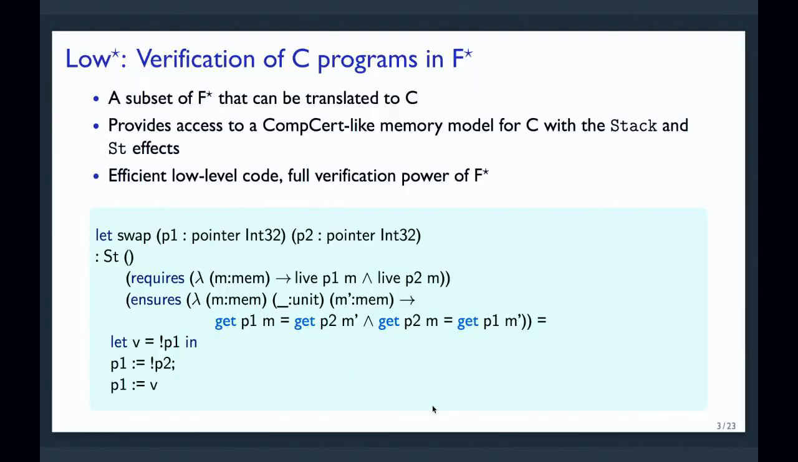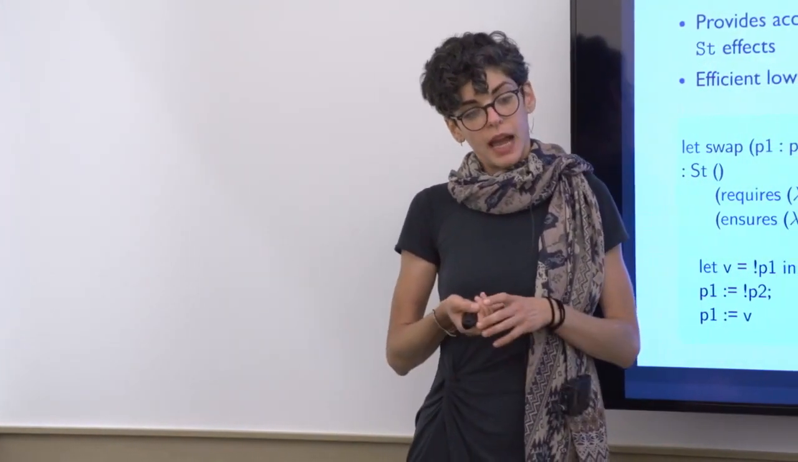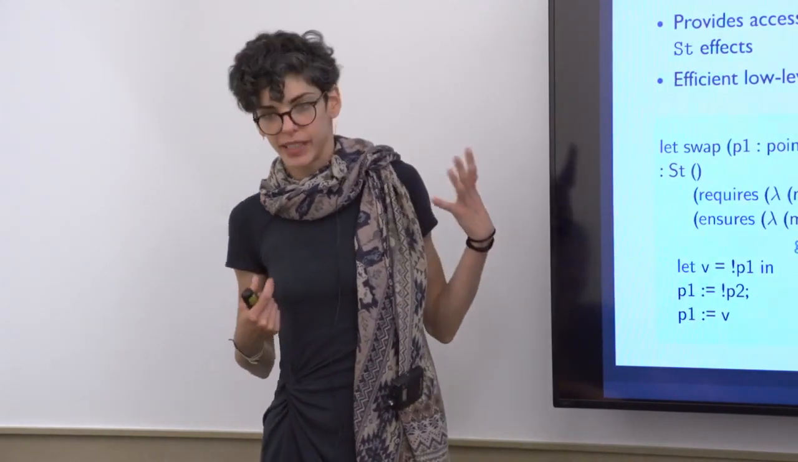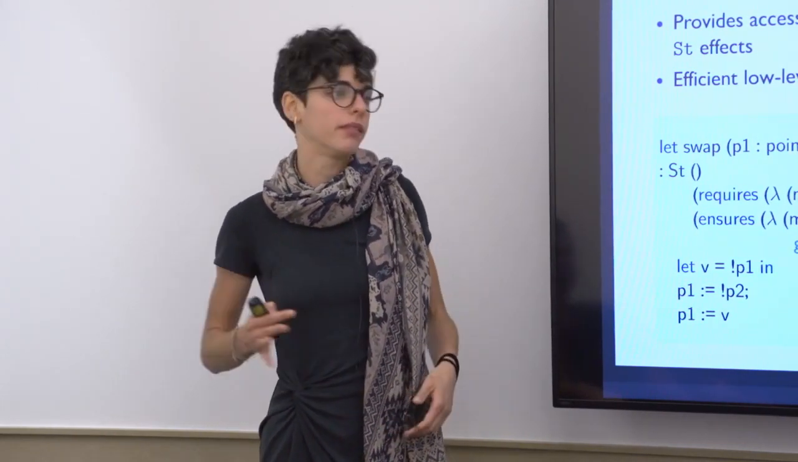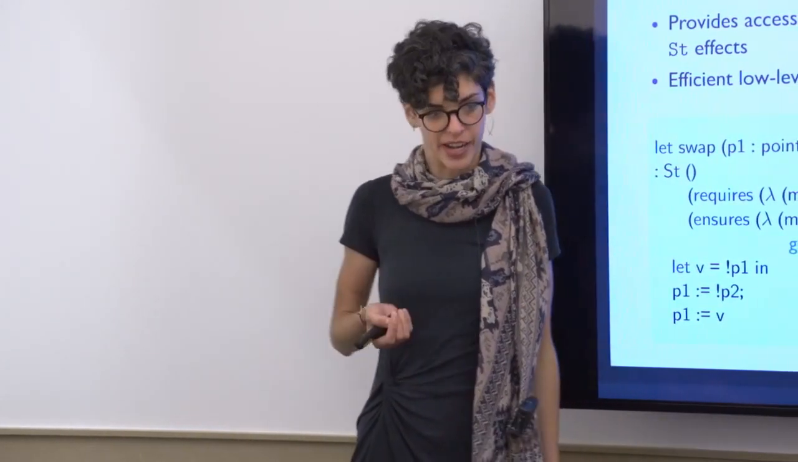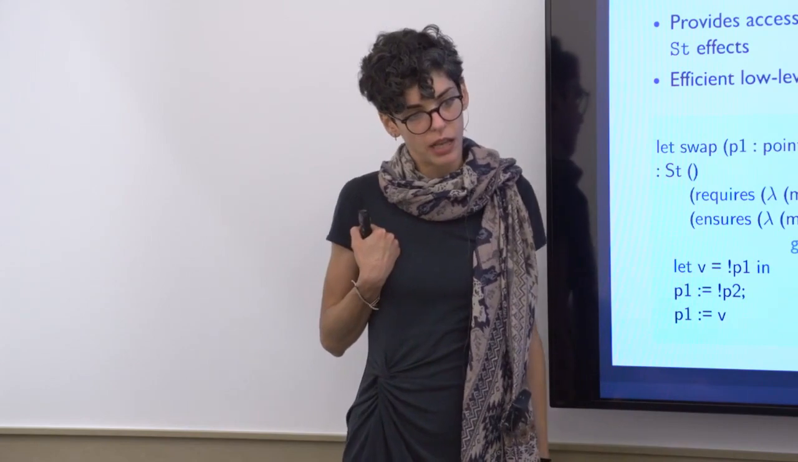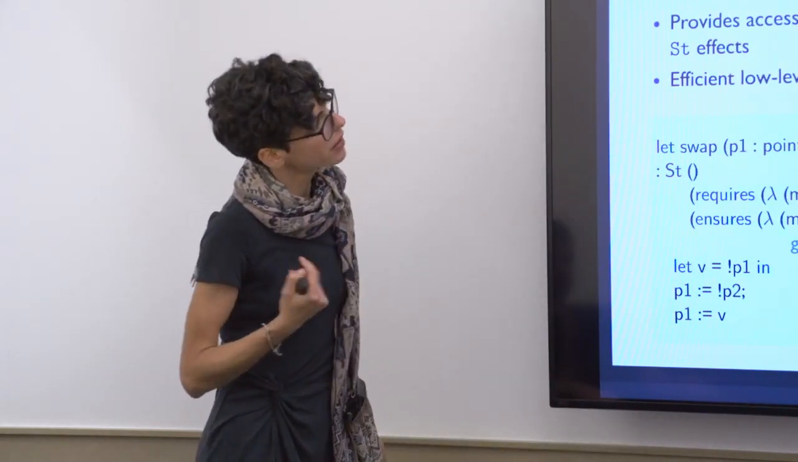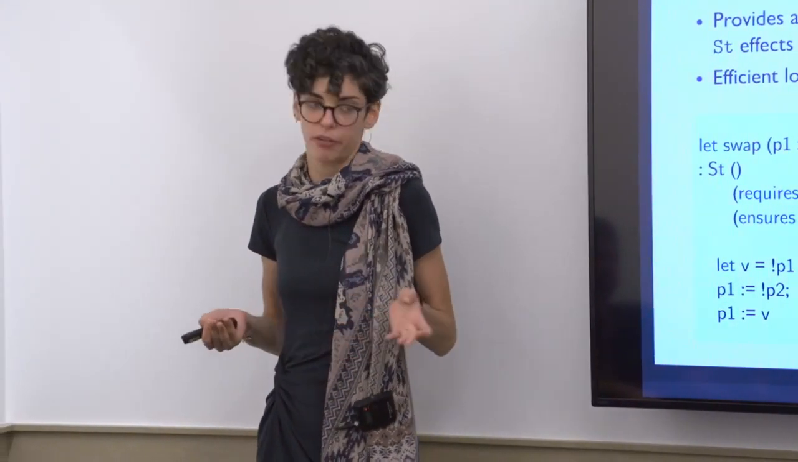One of the recent advances in F-star is Low-star. Low-star is a subset of F-star that enjoys a translation to C. So if you wish, it's a shallowly embedded subset of C in F-star. And it comes with a compiler, namely Kremlin, that allows us to extract F-star code to C and eventually run it. So Low-star provides access to a CompCert-like memory model with the stack and ST effects, and allows us to write efficient low-level code with the full verification power of F-star.